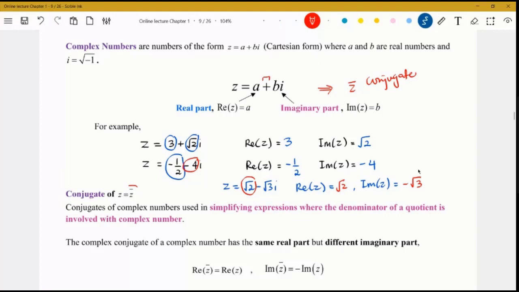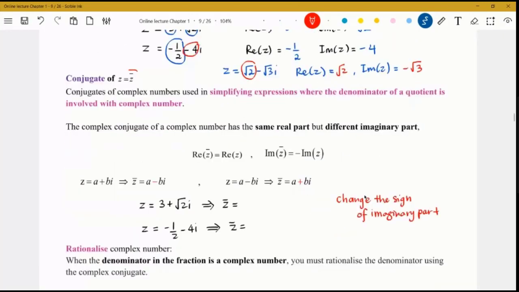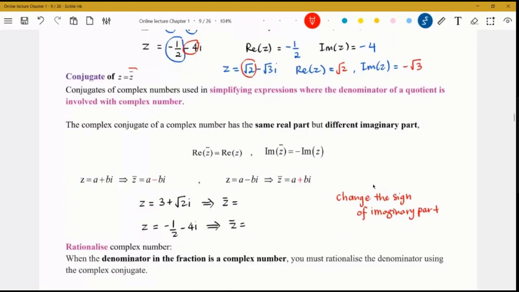Okay, so notation untuk complex number adalah Z, notation untuk conjugate dia adalah Z bar. So jangan salah, satu Z bar. Conjugate adalah Z bar. Okay, so macam mana kita nak dapatkan Z bar adalah, the simplest thing you need to know adalah we change the sign of imaginary part. Kita hanya ubah sign pada imaginary part. Okay, real part akan maintain, imaginary part kita akan tukar. Either dia jadi positif ataupun negatif.